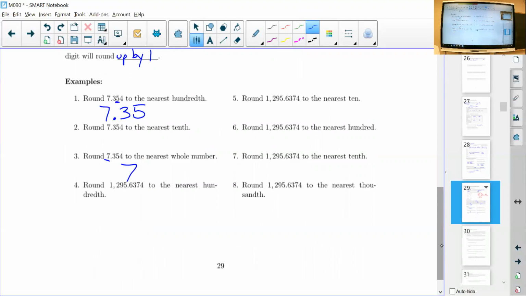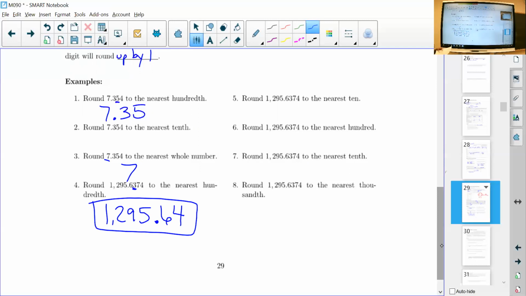And let's do one more together. Let's take a look at, how about, find one that, here we go. So number 4, we're rounding to the nearest hundredth. So it's that 3, that 7 says bump it up. So we have 1,295 point, not 6, or sorry, 6, not 3, but now it's a 4.